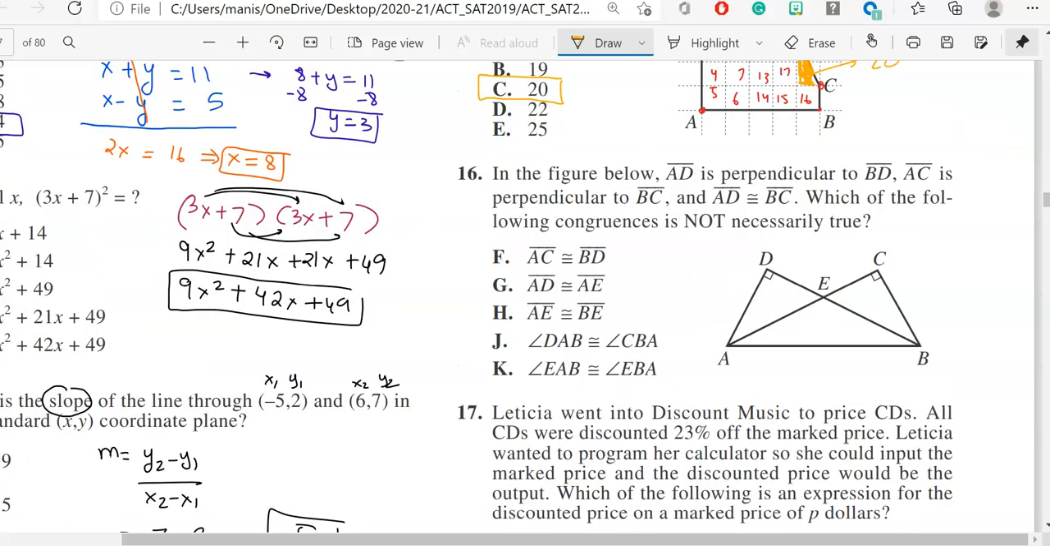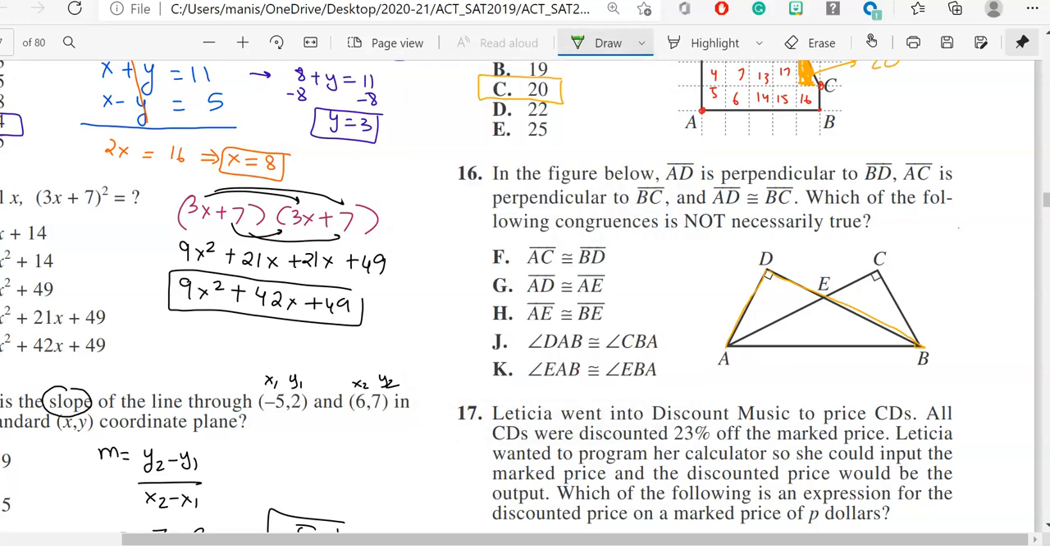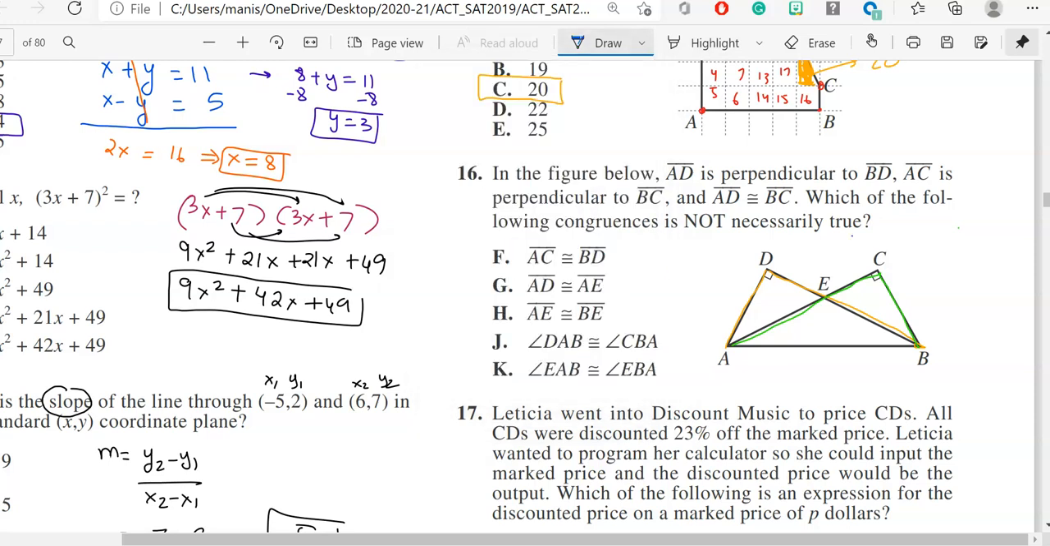In the figure below, AD is perpendicular to BD. I can see from here that AD is perpendicular to BD over here. Next, it says AC is perpendicular to BC. I can see this one over here. Next, AD is congruent to BC. Alright, so which of the following is not necessarily true? The important part over here is not necessarily true.